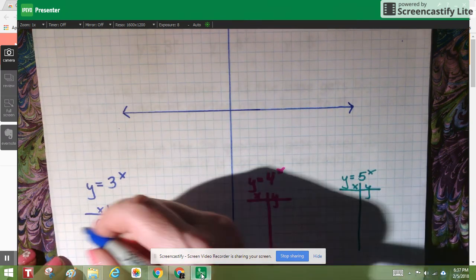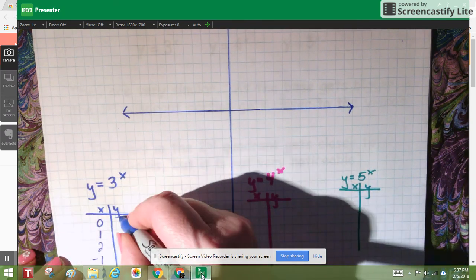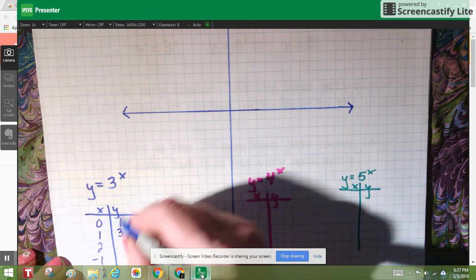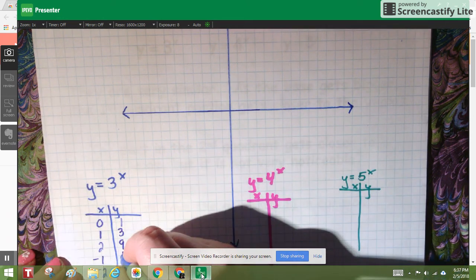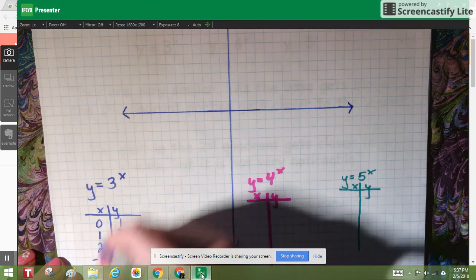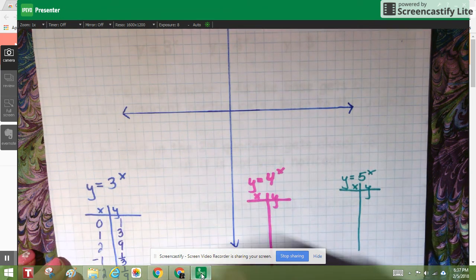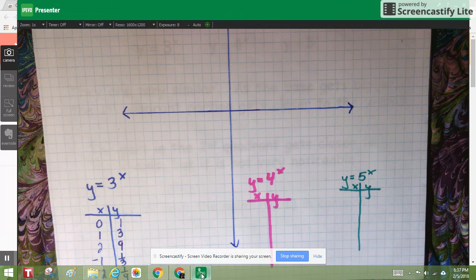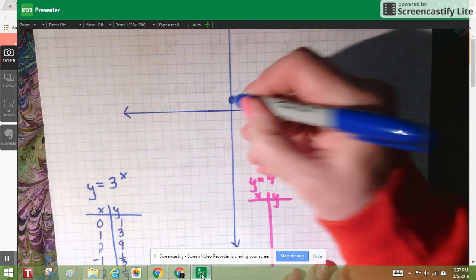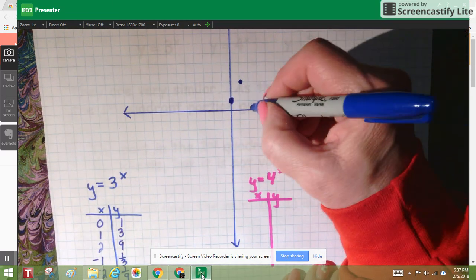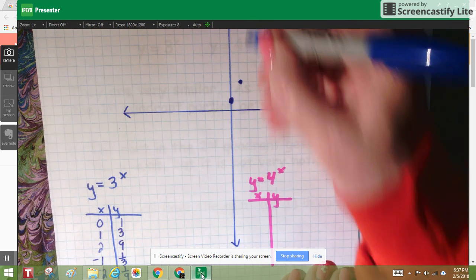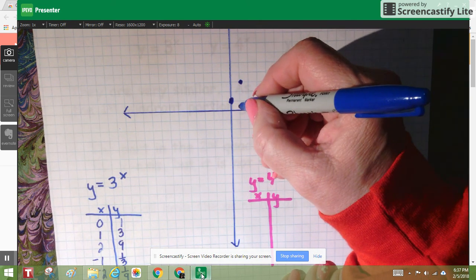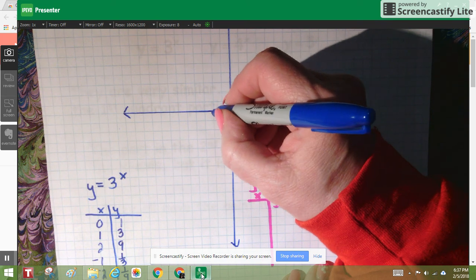All right, well, anything raised to the 0 is 1. 3 to the 1 is 3. 3 squared is 9. 3 to the -1 is going to be 1/3, and 3 to the -2 will be 1/9. So let's go ahead and graph that. (0, 1), (1, 3), (2, 9). And now I'm going to have (-1, 1/3), (-2, 1/9).